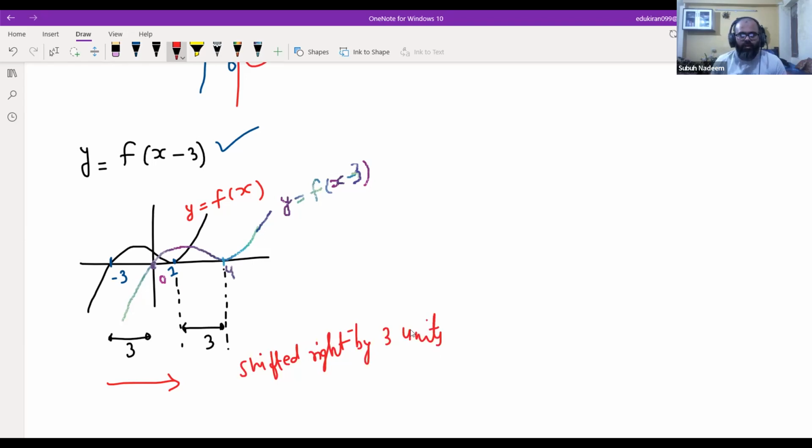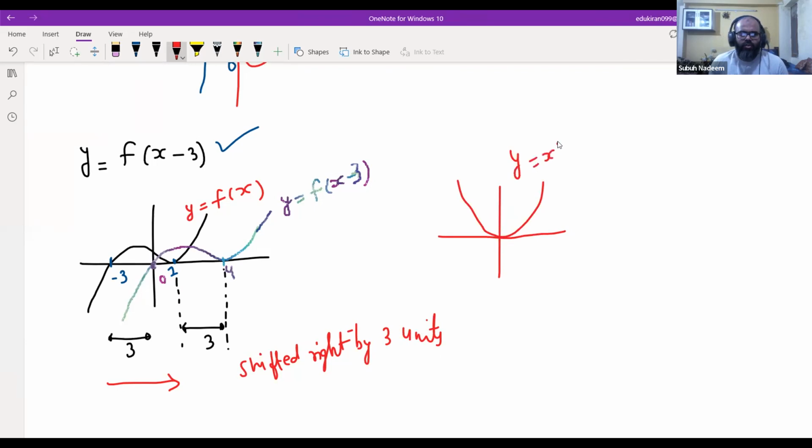Is it shifted right by 3 and in total it's 6? No, only 3. All the points are getting shifted, so these are two different graphs, right? Like I give you an example. If you have a graph, let us suppose y is equal to x square graph. It can be any graph. I'm giving you a simple example.